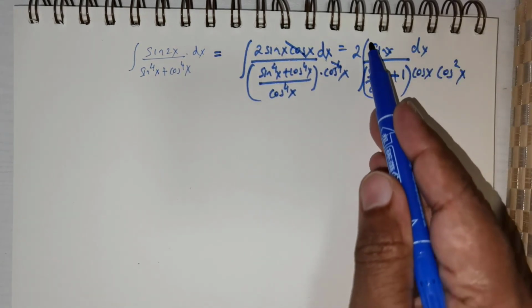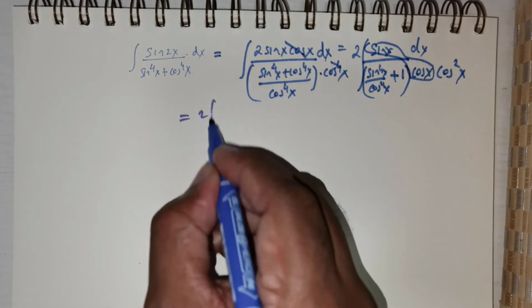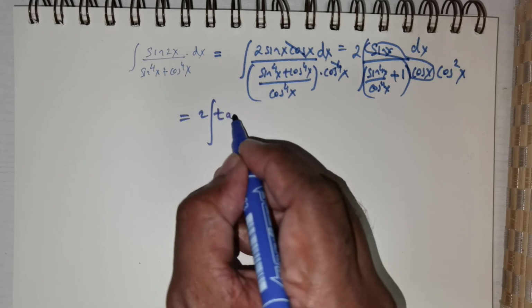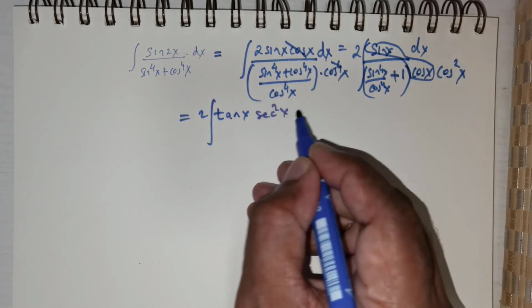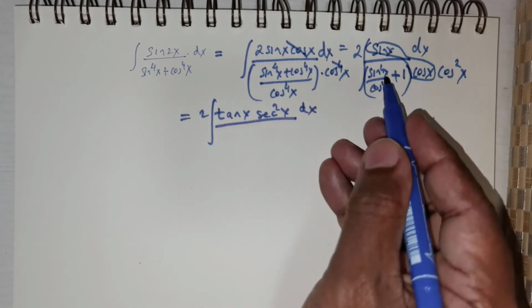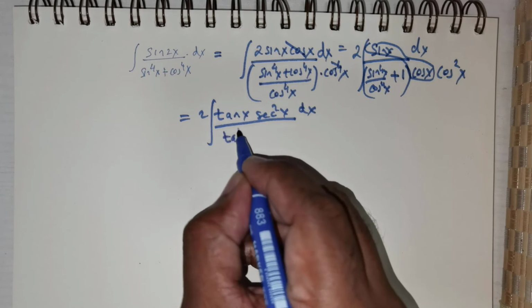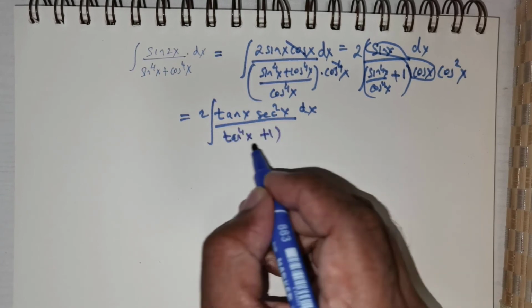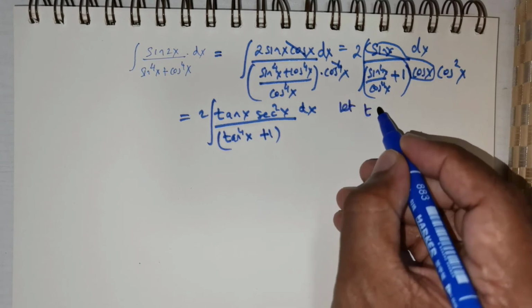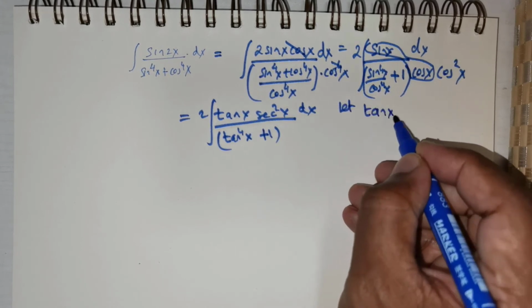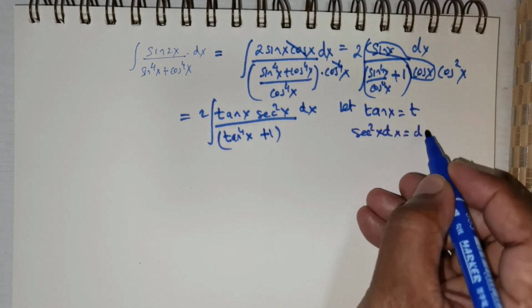Now I can club sin x with cos x, and that would give me tan x, and 1 over cos squared x is going to give me secant squared x dx, divided by sin raised to the power of 4x over cos raised to the power of 4x, which would give me tan raised to the power of 4x plus 1. Now what I wish to do is make the following substitution. Let tan x be equal to t. I differentiate, I get secant squared x dx is equal to dt.